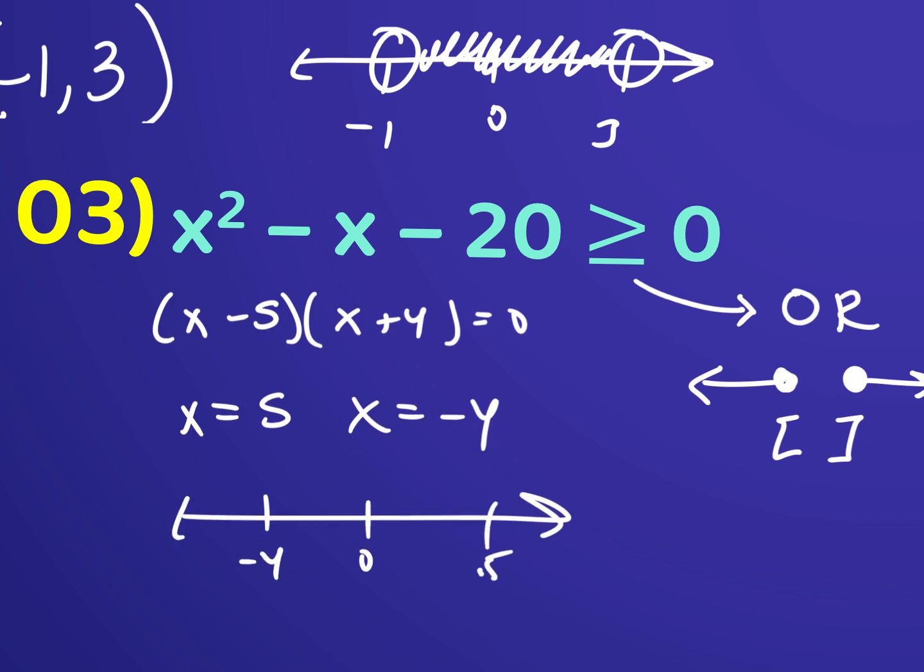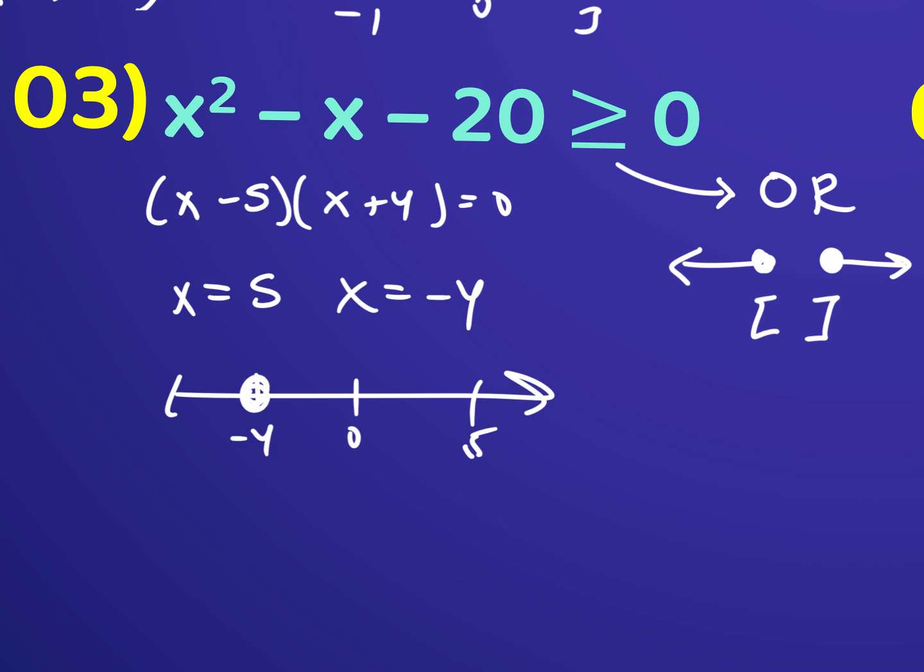What kind of dots do I have at both? Closed. And where do we say we shaded? On the outsides. So in this case, guys, if I choose 0 to plug in, should it make my inequality true? No. With the way that I have shaded, should 0 make your inequality true? No. So plug in 0. 0 squared minus 0, negative 20. Is negative 20 greater than or equal to 0? No. So did we shade correctly?